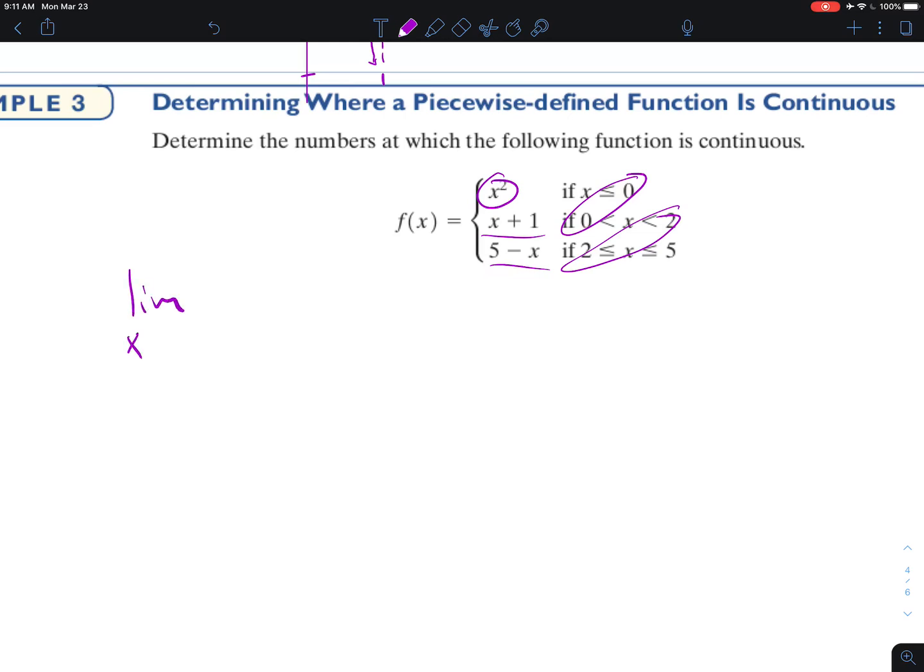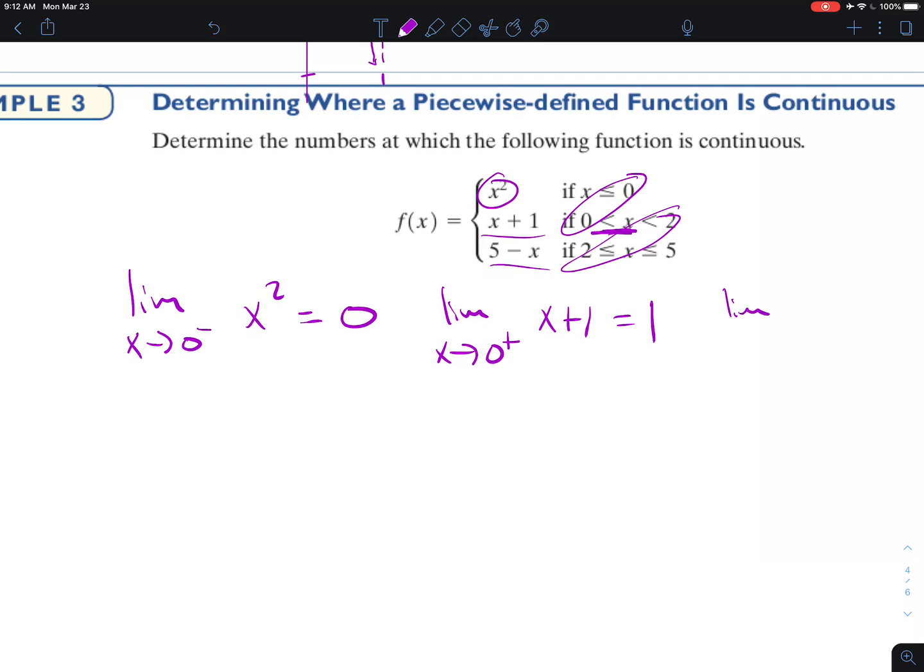So we'll take a look at the limit as x approaches 0 from the left. When I approach from the left, it behaves like the first piece, x squared, and that's going to get me 0. If I take a look at the limit as x approaches 0 from the right, now that behaves like x plus 1, because I'm in this part of the domain here, and that's headed to 1. Since those two are not equal to each other, we have a point of discontinuity. It is not continuous there.